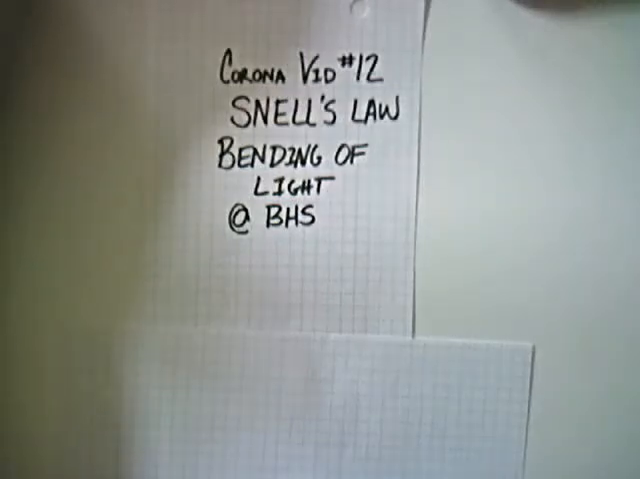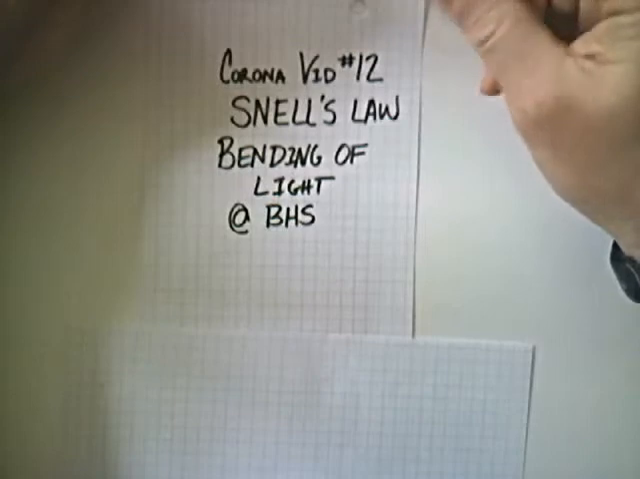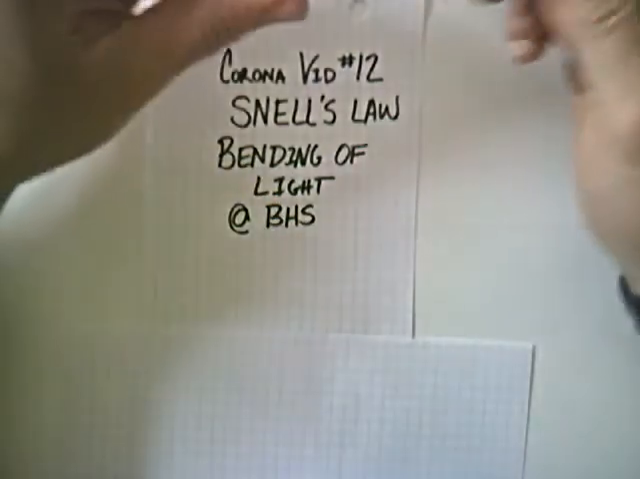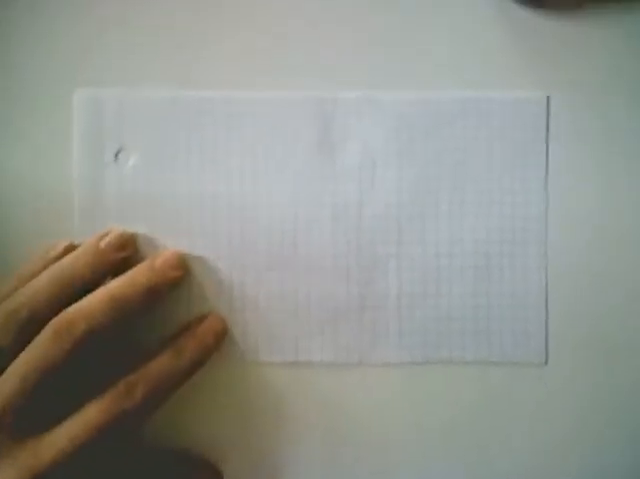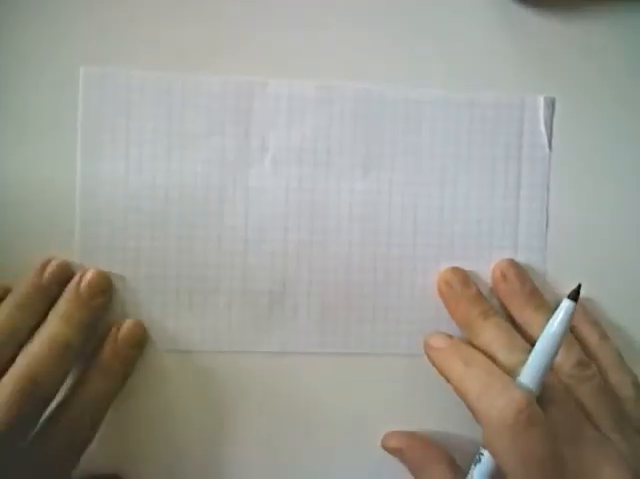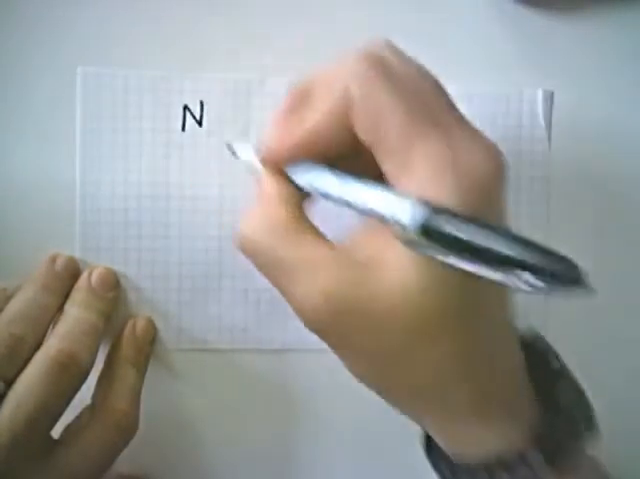Corona video number 12, dealing with the bending of light and Snell's law. So what we're going to do is first talk a little bit about something called the N value. As we try to understand how light's going to move through different objects, the first thing we need to discuss is N. What is N?